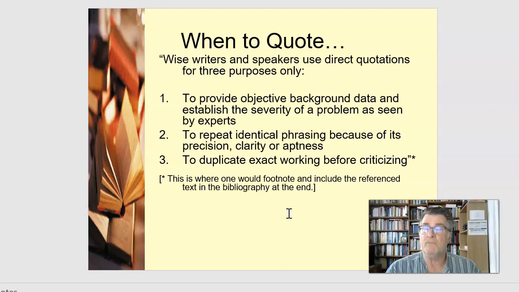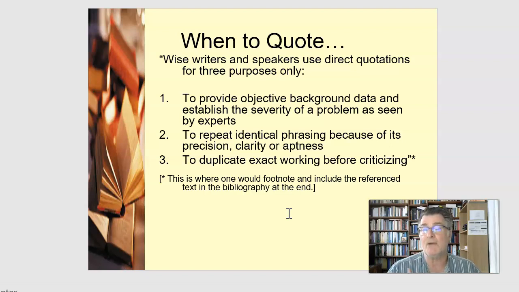Okay, so the question becomes, when do you quote, right? Is there something about that statement that is unique or provocative that you wish to kind of capture? If that's the case, then absolutely quote from it directly, but make sure you quote from it directly. And use direct quotations for one of three reasons.